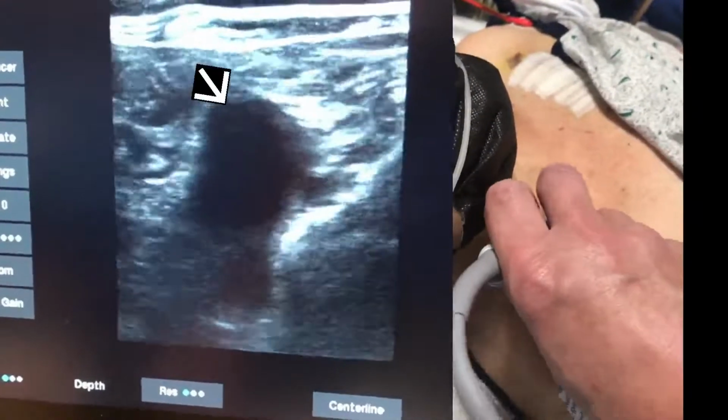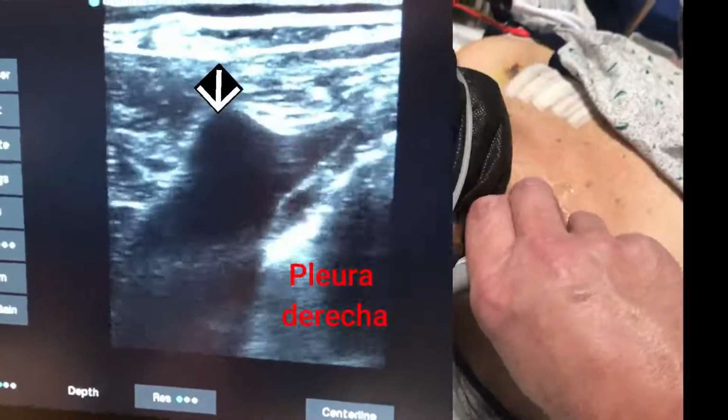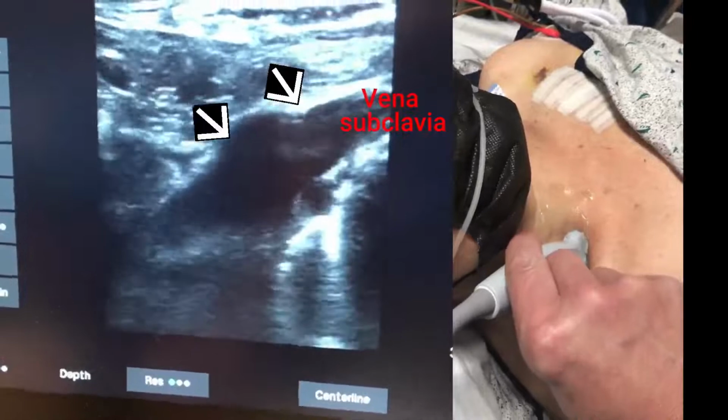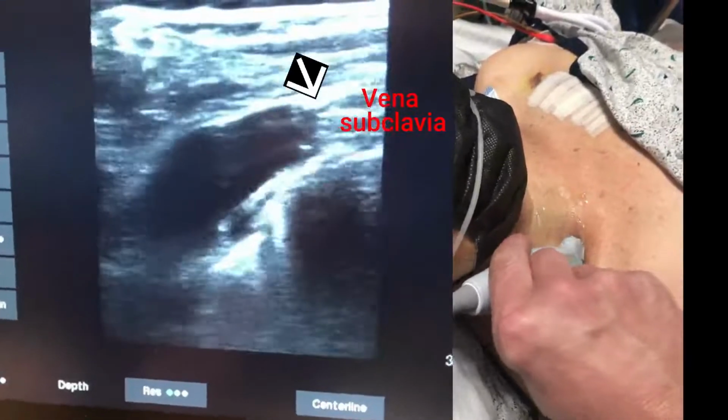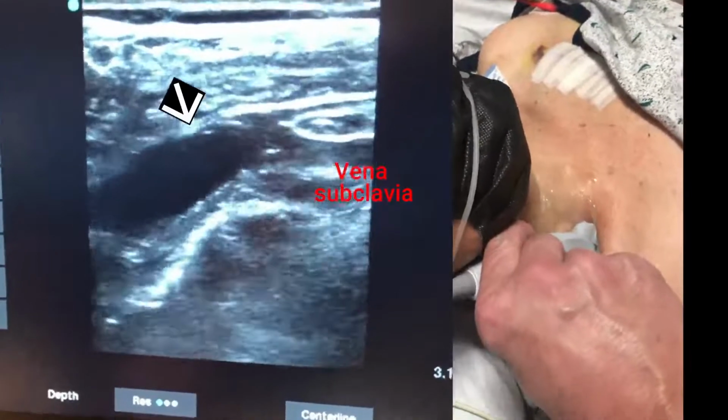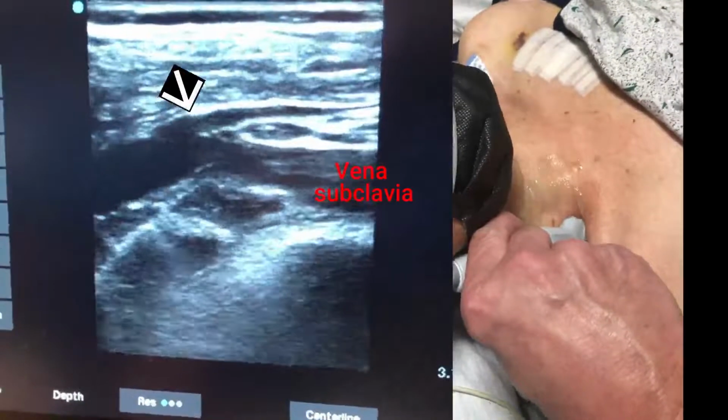And here we're scanning over the ribs. See how the ultrasound is pointed inside the chest. And we can see the subclavian vein. We can see the pleura to the right. We're now moving lateral to follow the subclavian vein. See a little valve in the subclavian vein there.